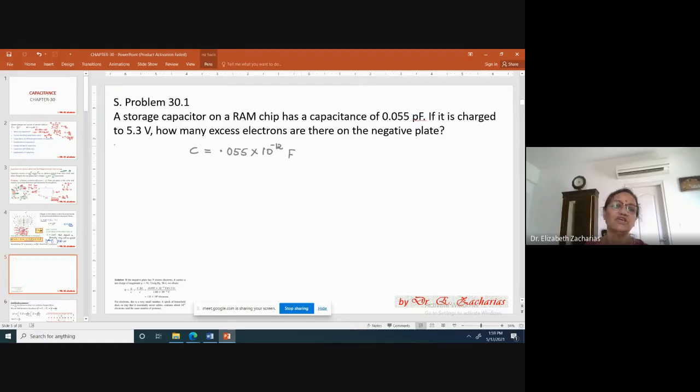Then it is charged to a potential difference delta V of 5.3 volts. Now what is asked is, how many excess electrons are there on the negative plate? So first of all, let's find out what is plus Q and minus Q. Q is equal to C into delta V. So 0.055 into 10 to the power of minus 12 into 5.3. That gives me in coulombs the charge on each plate.